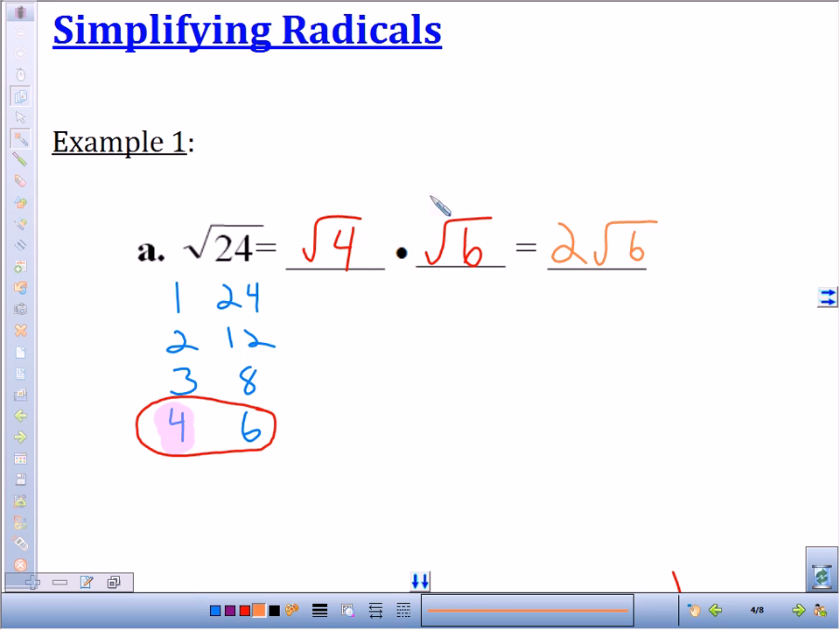And as long as we find the largest perfect square that this product contains, we will never be able to pull another perfect square out. Since 4 was the largest perfect square factor of 24, I knew that 6 could not contain another perfect square, because if it did, then 4 was not the largest perfect square we could separate it into. That means my final answer is 2 times the square root of 6.